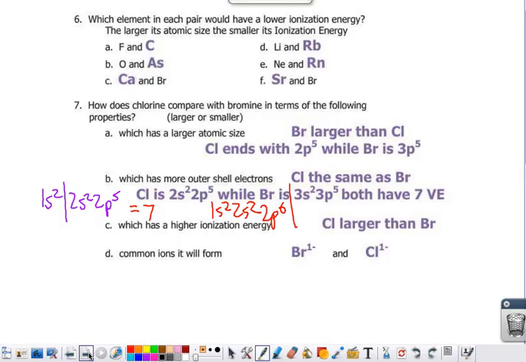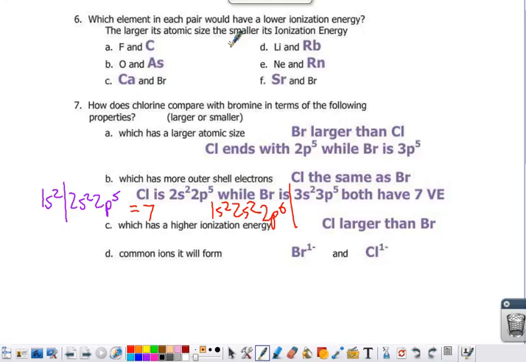Number 6, which element would have lower ionization energy? Again, you can kind of look at their position. A little note in here: the larger its atomic size, the smaller its ionization energy. If it's a big element and its electrons are far away, they're easy to take. So carbon, arsenic, calcium, rubidium, radon, strontium.